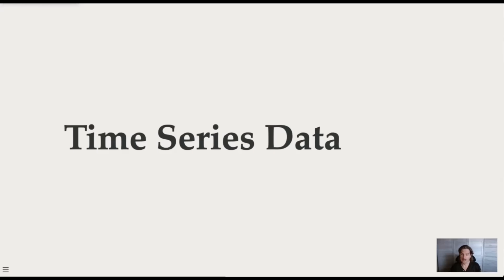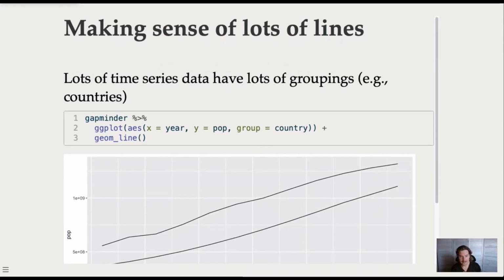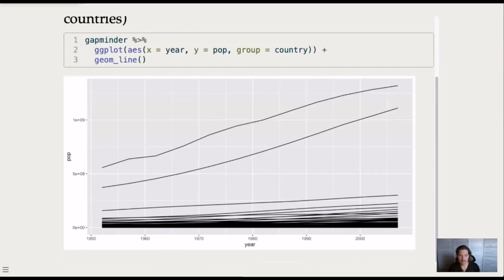Our next topic is time series data. It is really important because often time series data can get complicated and a lot of things are happening in a graphic. So there's a lot of ways that we can handle this kind of data. For example, in the Gapminder data, a lot of our time series is grouped, in this case by country. We've seen this plot a lot. This is very common for time series, that you have data across multiple units or entities over time.